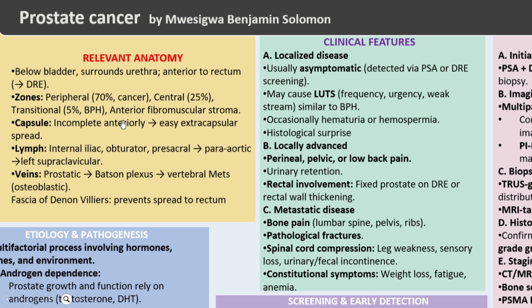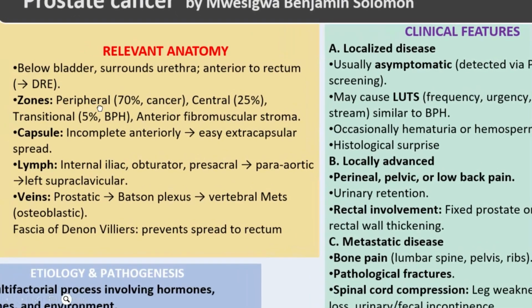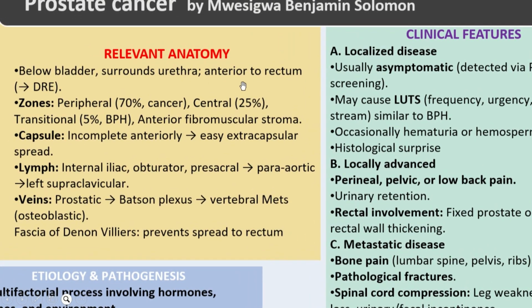So the prostate is located below the bladder, surrounds the urethra, and it is anterior to the rectum. So the zones, we have the peripheral zone, we have the central zone, and we have the transitional zone. In the video of BPH, we said the transitional zone and the central zone is where we have the BPH occurring, and the cancer is mostly going to occur in the peripheral zone. So anteriorly, we have the anterior fibromuscular stroma.